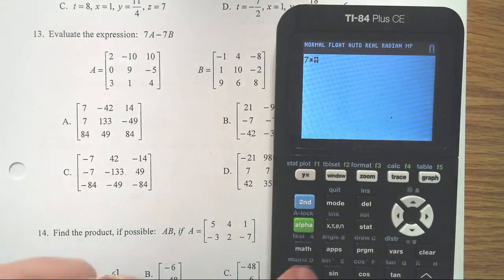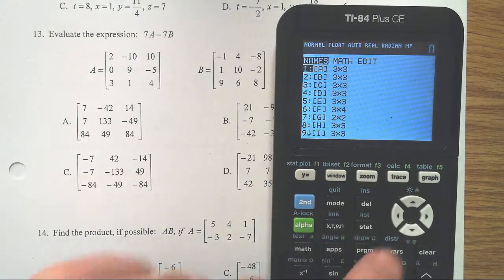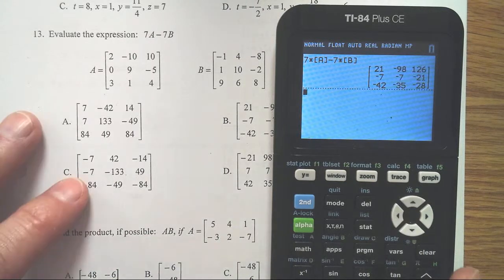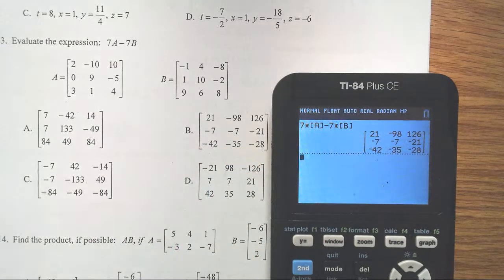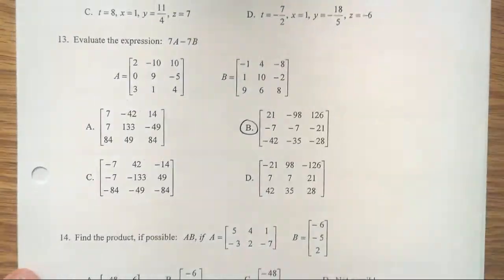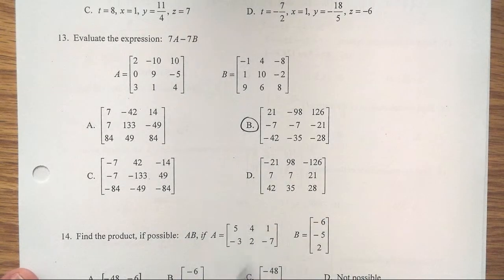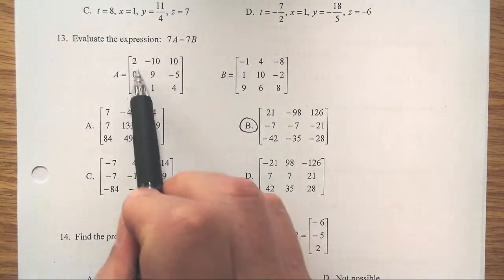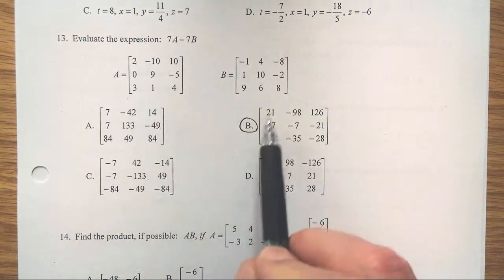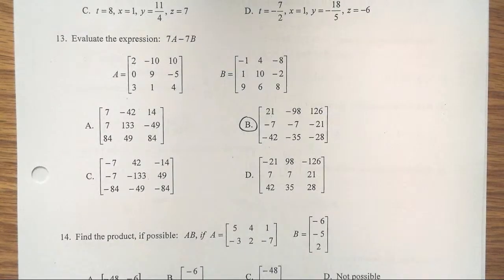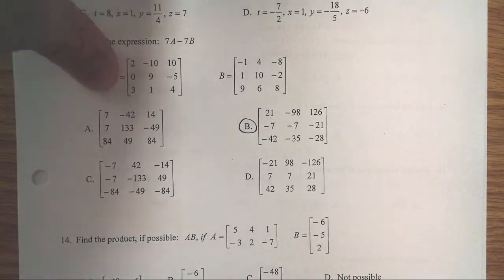I want 7 times matrix A minus 7 times matrix B, and we get 21, -98, 126. All looks well in B. Now, if you're doing this by hand and there wasn't a none of these solution and you knew the multiple choices were right, you could probably just do this one term at a time. If I go 7 here, I get 14, -7 here, I get +7, 21. That's the only 21 in the bunch. You could probably conclude B, but there could be a none of these. So not a bad one to do on calculator.